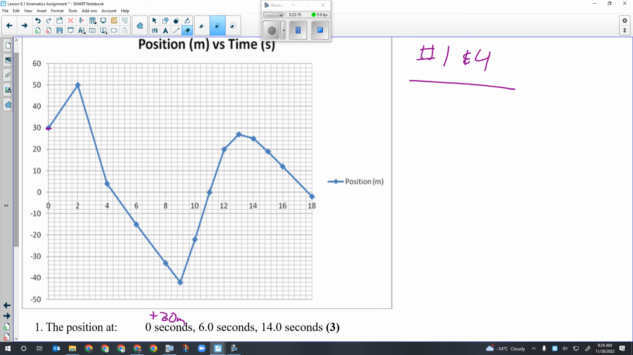All right, at time 6 seconds. So here we are at time 6 seconds. So going over, this would be 10, 12, 14, 15, negative 15 meters, I would say. And at time 14 seconds, so we go up to there, I'd say positive 25 meters. Questions on those? That's just reading the positions off the graph, which is an important skill for question number 4.